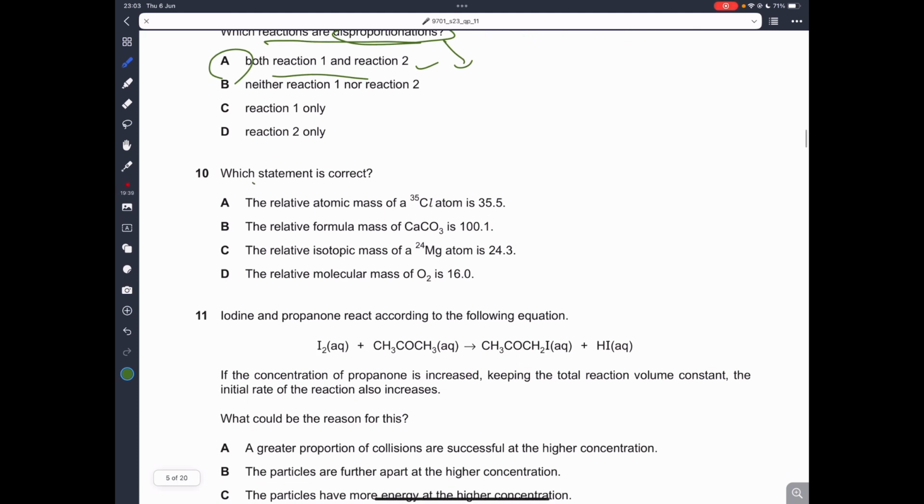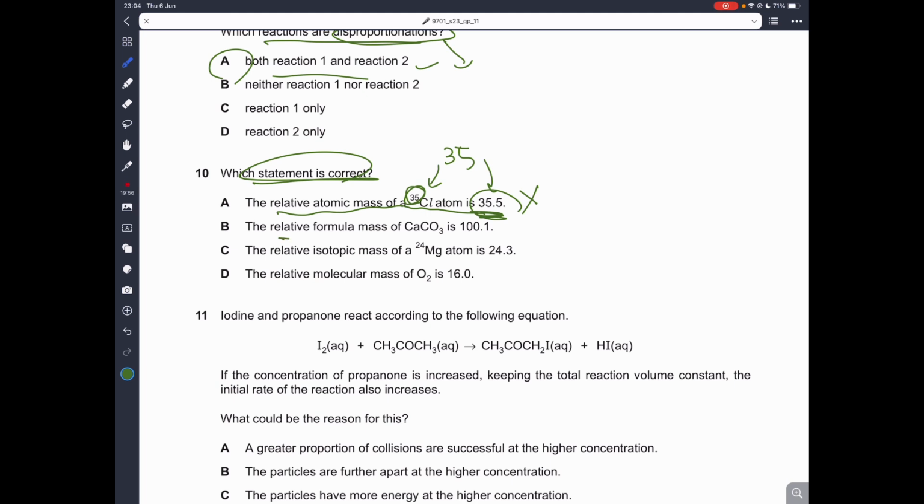Question number 10, which statement is correct? The relative atomic mass of Cl-35 is 35.5. Now this is wrong because look at this, they already give you 35. So it's going to be 35, right? It's not going to be 35.5. The relative atomic mass, right? So A is wrong.